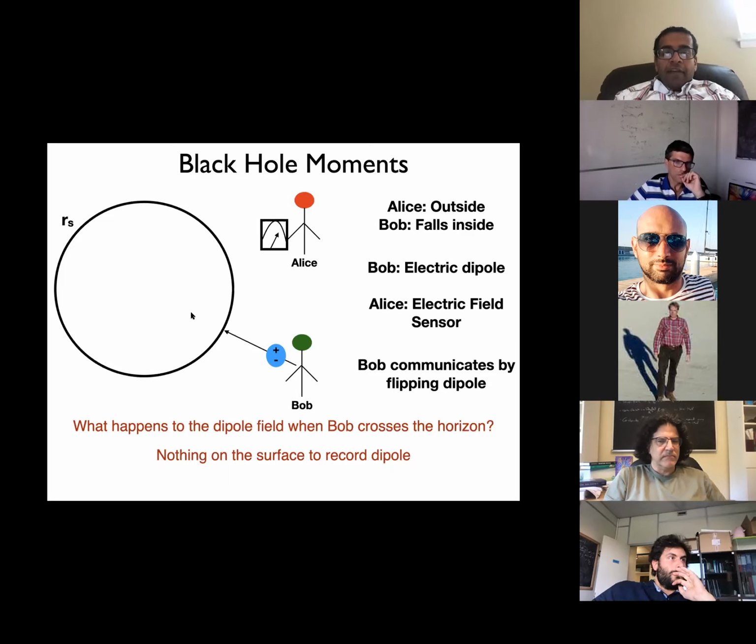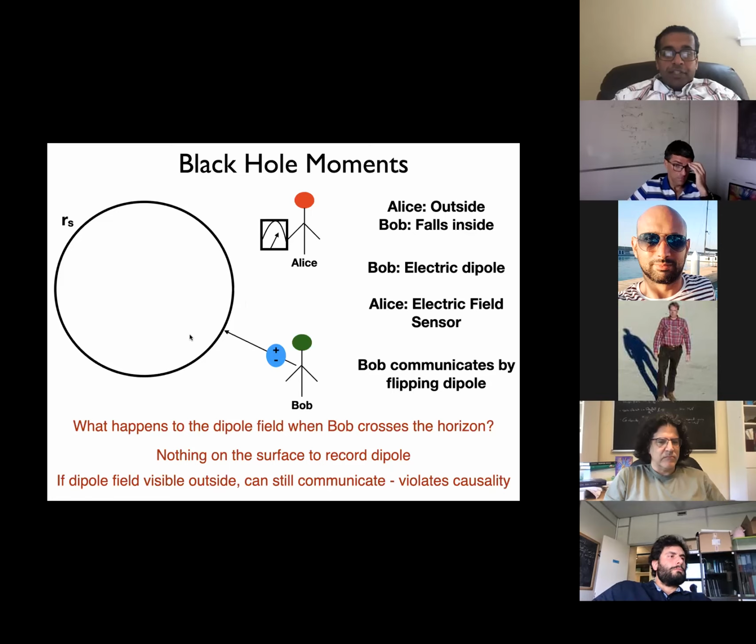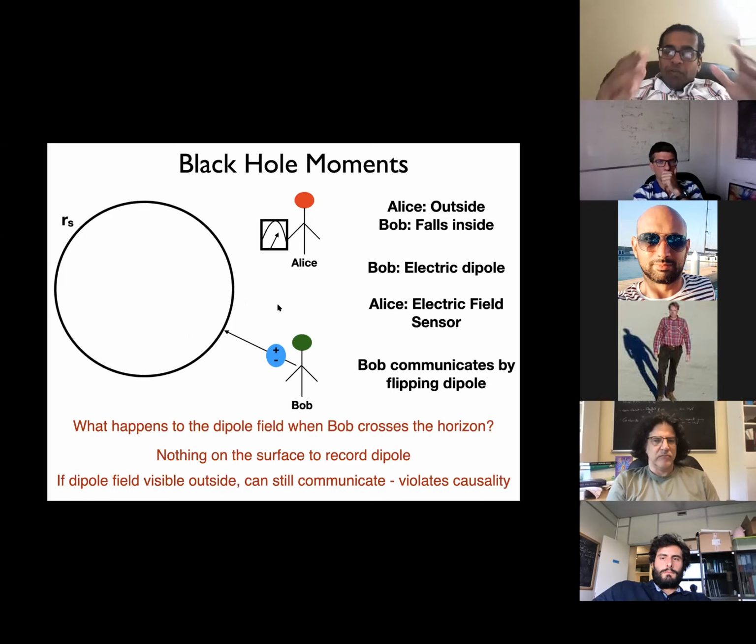But if the flipped dipole fields are still visible outside, it becomes a way for Bob to communicate with Alice, right? So if the dipole field of Bob is visible outside after Bob has crossed the horizon, you are now able to communicate across the event horizon, and that violates causality. So somehow this must not happen. Somehow the equations of motion of general relativity must be such that something prevents this from actually happening.